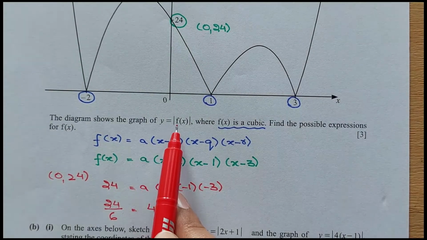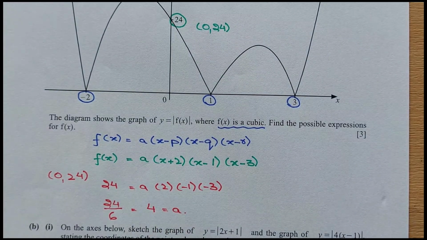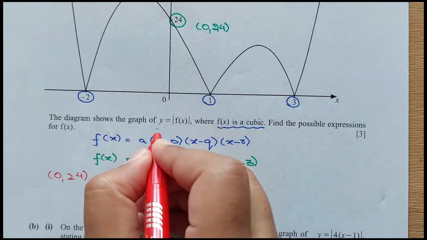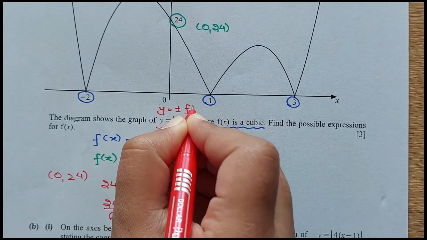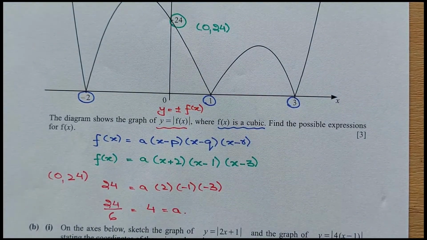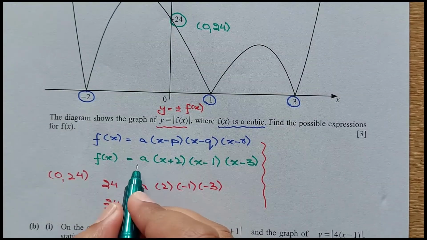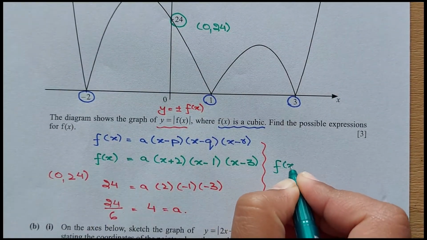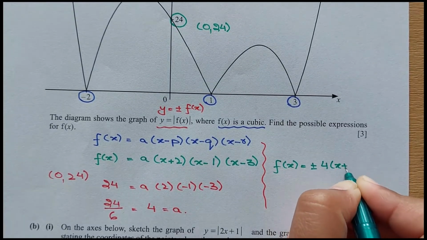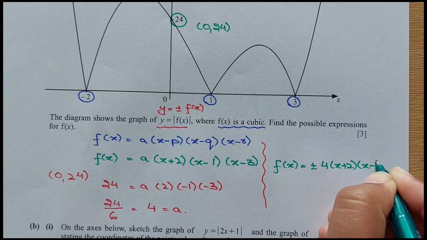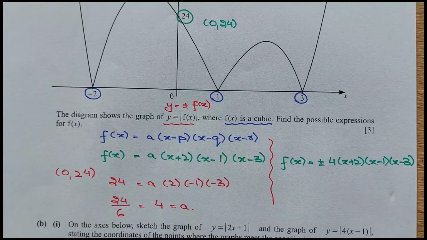And keep in mind, y is the absolute value of f of x. So for the absolute function, when we open the absolute, we have positive and negative, right? So it means y equals plus or minus f of x when we open the absolute function. So the final f of x function is going to be, substituting the a value, f of x equals plus or minus 4, x plus 2, x minus 1 and x minus 3. So this is the function f of x, the cubic function.